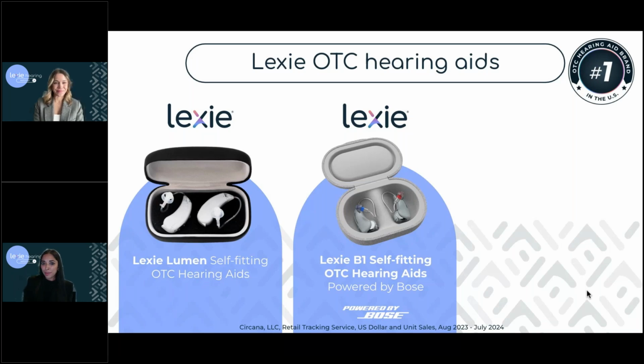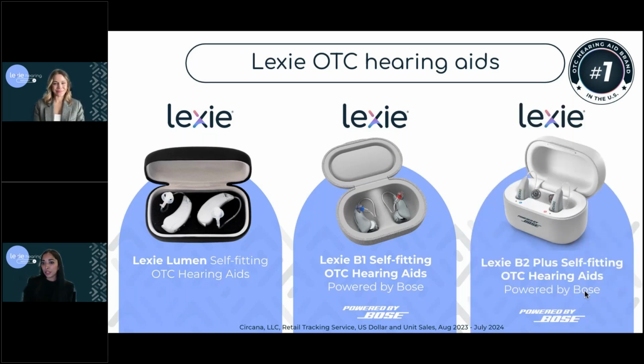Our Lexie B1 powered by Bose is a self-fitting OTC hearing aid with replaceable batteries, and it gives you affordable Bose tech. And then we have lastly our Lexie B2 Plus self-fitting over-the-counter hearing aid, which is also powered by Bose. This is a rechargeable hearing aid. It offers next generation customization with an in-app hearing test, and it also streams phone calls on both iOS and Android platforms. So super convenient for keeping you in contact with your loved ones.